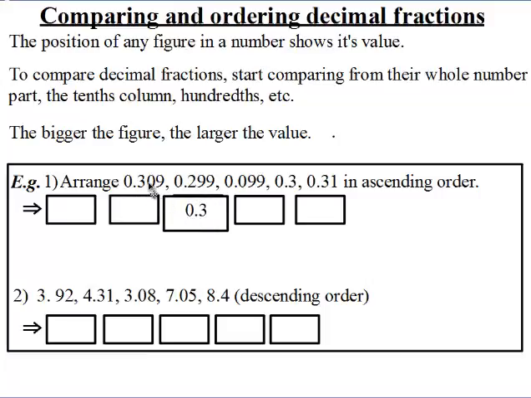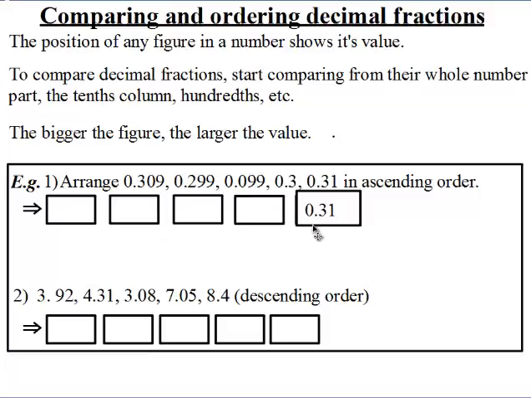Then now we have 0.309 and 0.31. Let's look at them. We have already compared the tenths column, so let's look at the hundredths. Here is 0, here is 1. So 0 is smaller than 1. Hence 0.309, then the last one, obviously, 0.31.